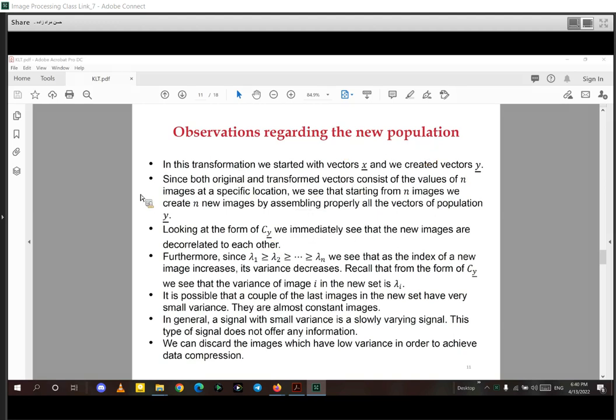You see my screen. Observation regarding the new population Y domain. In this transformation, we started with vectors x and created vectors y. Both the original and transformed vectors, x vectors and y vectors, consist of values of n images.